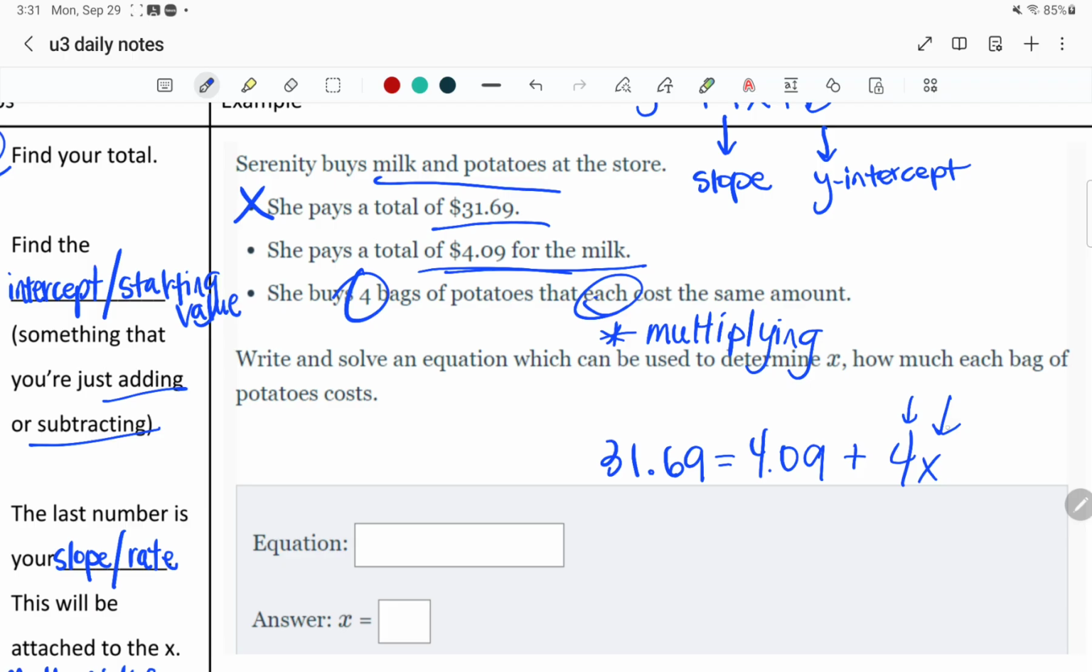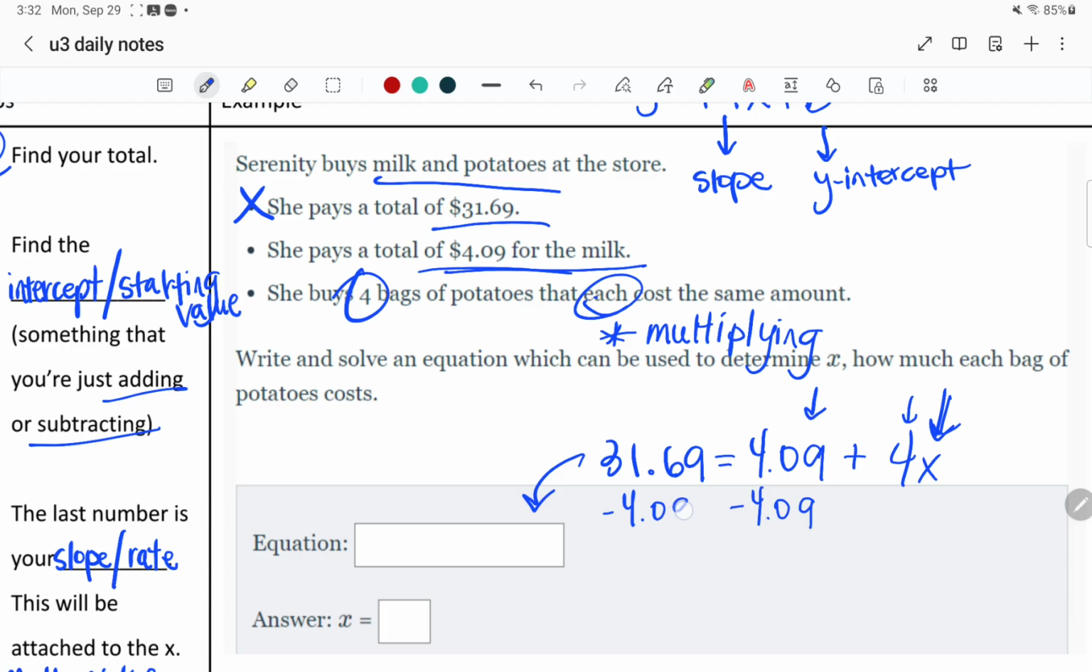So I've got 4 bags of potatoes times how much they cost each time, plus a one-time milk payment of $4.09. That all equals $31.69. Once I have this, it goes in the big box. And then I need to solve to find how much each bag of potatoes actually costs.